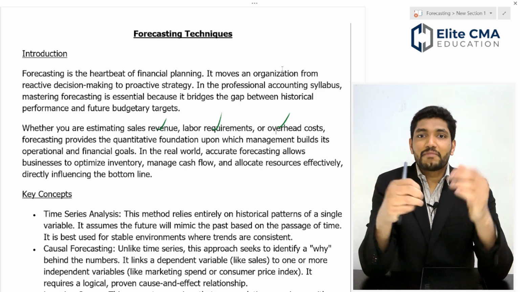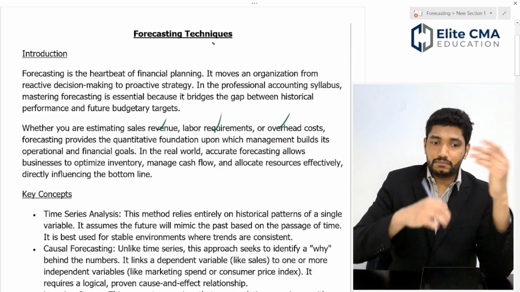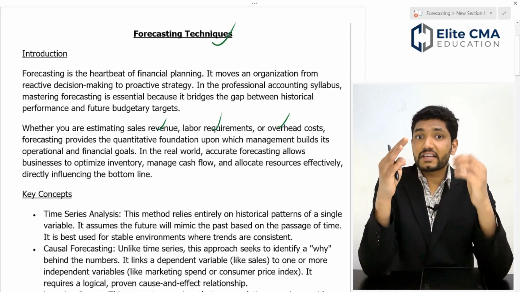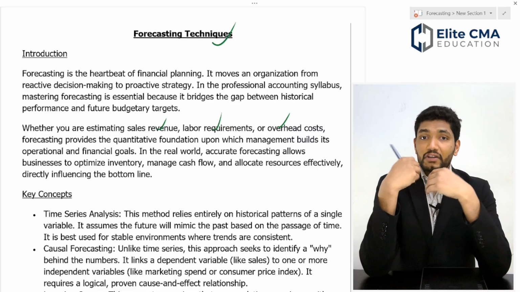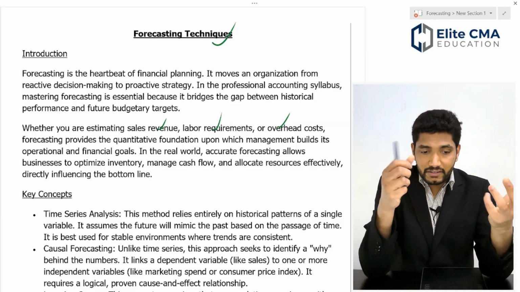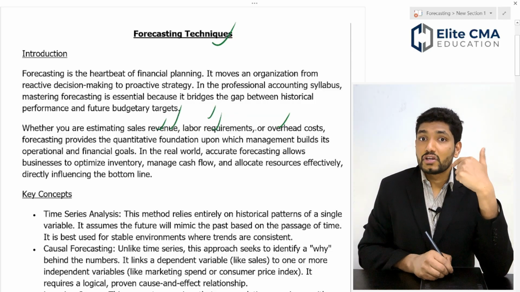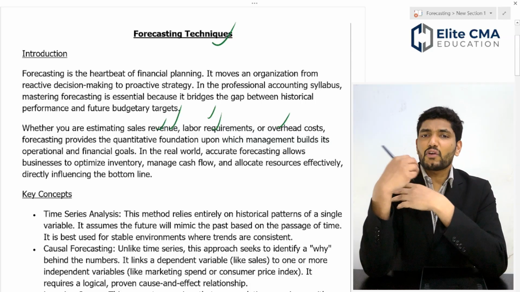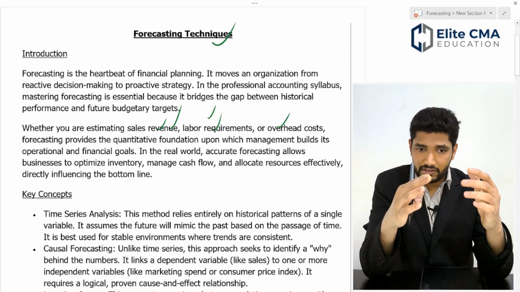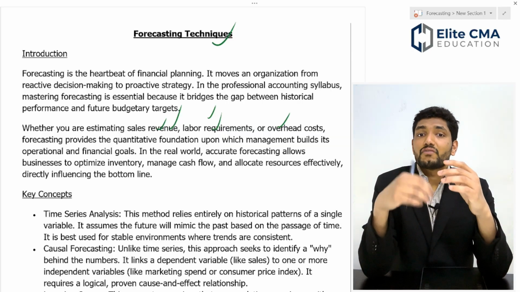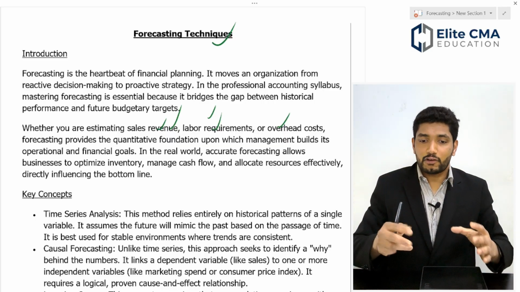Hello friends, welcome back. Today we are going to discuss forecasting techniques. As we know, forecasting is the process of estimating budgeting figures. Suppose you want to prepare a budget. You want to estimate the sales revenue, your labor requirements, your overhead cost, your other variable cost. There are a lot of things you have to estimate while you are preparing the budget. Forecasting techniques will help you to estimate those figures as accurately as possible.